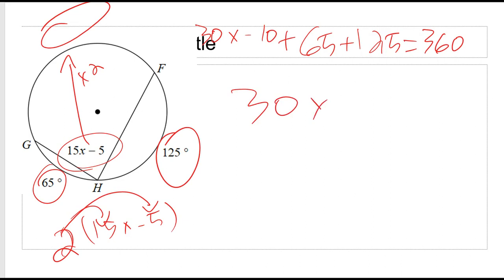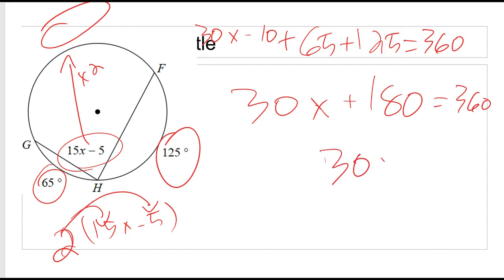I get 30x plus 125, 190, 180 equals 360. I got 180 because I took 65 minus 125. That got me 190. I subtracted 10, got 180. I get 30x equals 180. I get x equals 6.